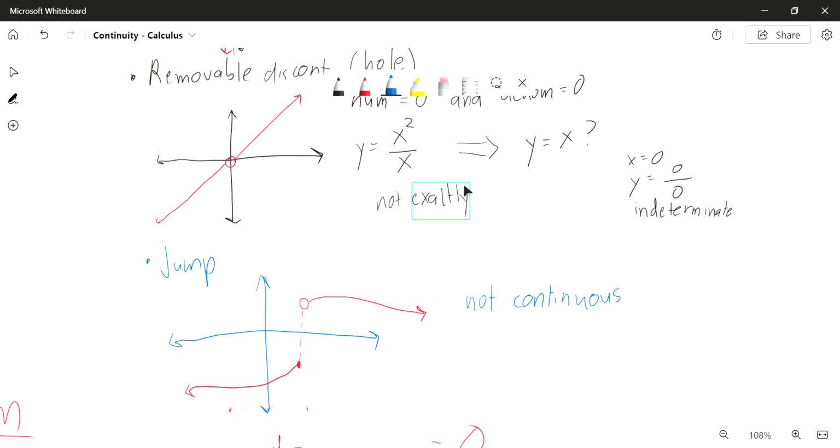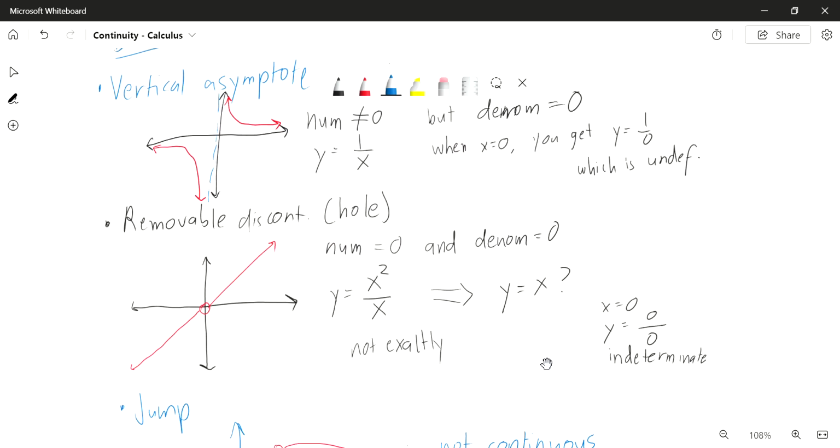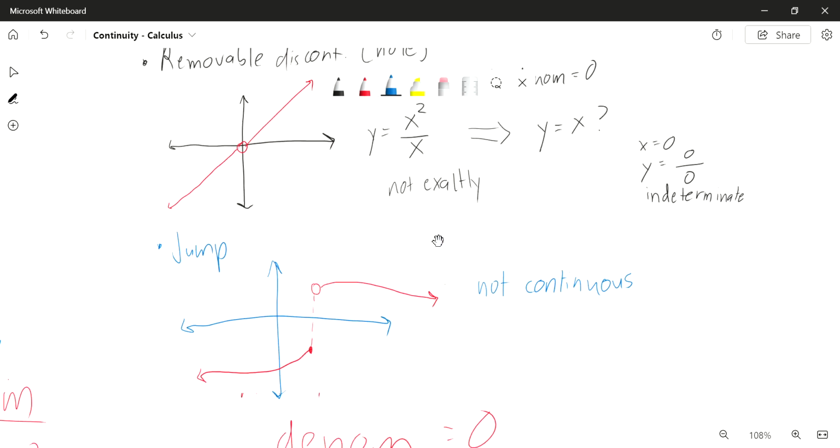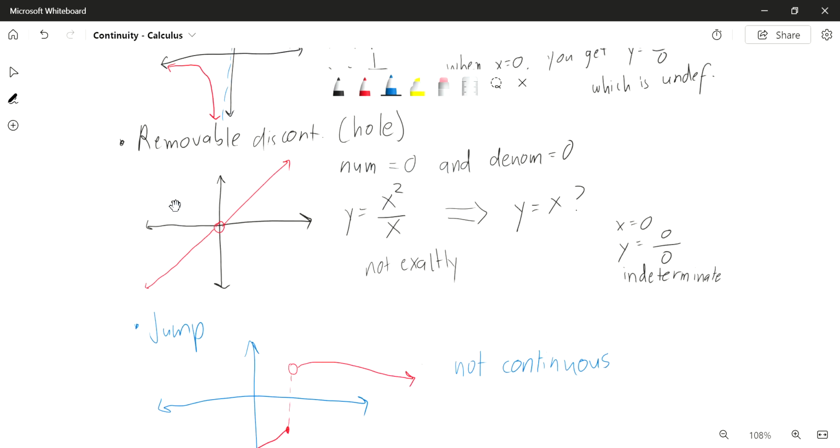And in all of these three cases, well, in two of them at least, you also don't have limits. The limit does not exist for the vertical asymptote and the jump discontinuity, but it does exist for the removable discontinuity, because in most of these cases, the removable discontinuity equations can be factored into something more simple, and that can be used to find the limit.